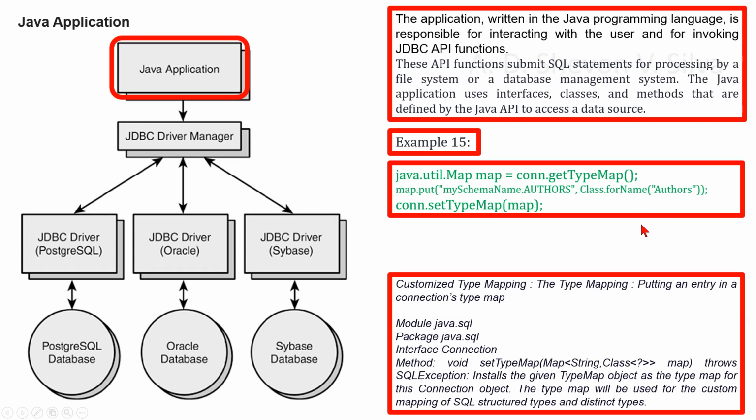The default mapping for an SQL structured type is to the interface Struct. The default mapping for an SQL distinct type is to the type to which the underlying type is mapped. If a custom mapping has been set up for a UDT on a connection, the driver will use the custom mapping instead of the default mapping when an application calls the getObject or setObject methods on that UDT.